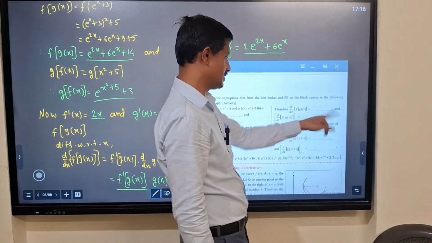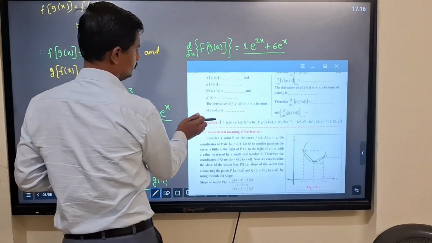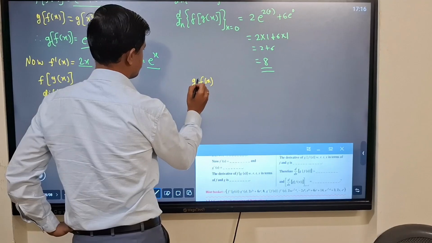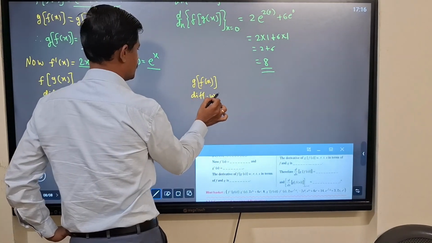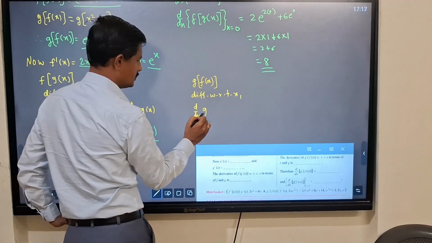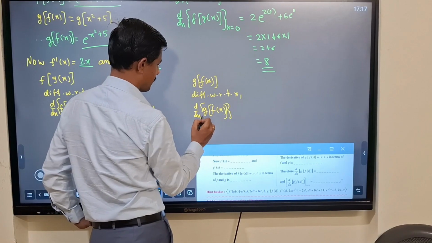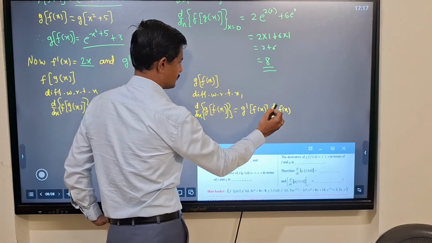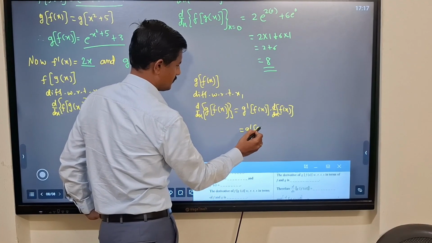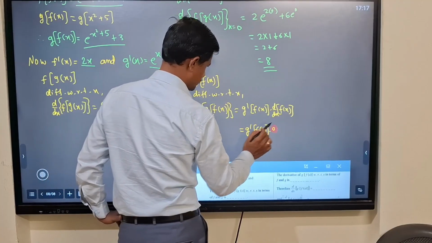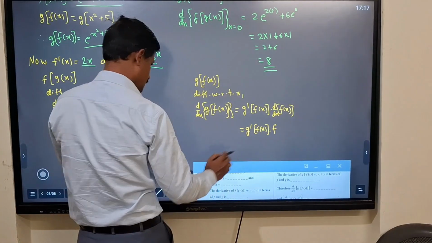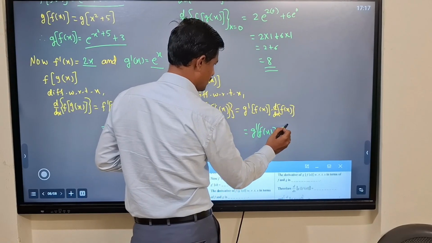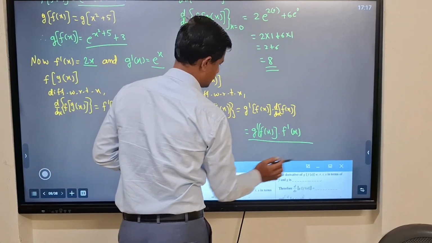Now the derivative of g of f of x with respect to x in terms of f and g is, now they asked g of f of x differentiation. So if you differentiate it with respect to x, this becomes d dx of g of f of x equal to g prime of f of x into d dx of f of x. So this becomes g prime of f of x into f prime of x. Okay, this next empty space.